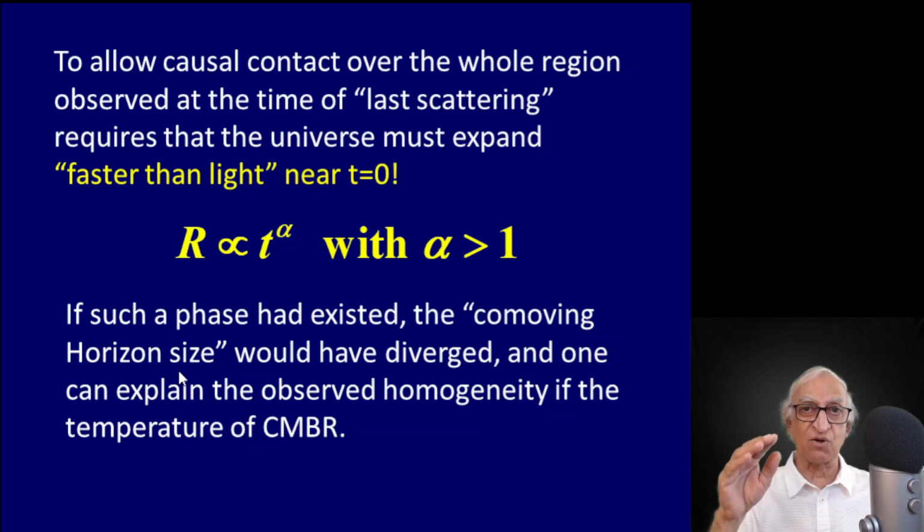Near t equal to 0, previously r in the denominator was either square root of t or t to the power 2/3. Therefore, the integral converged at t equal to 0. But if r is increasing as t to the power alpha, that integral will not converge. It will diverge at t equal to 0. That is another way of saying that the horizon size would have diverged to a very large size.